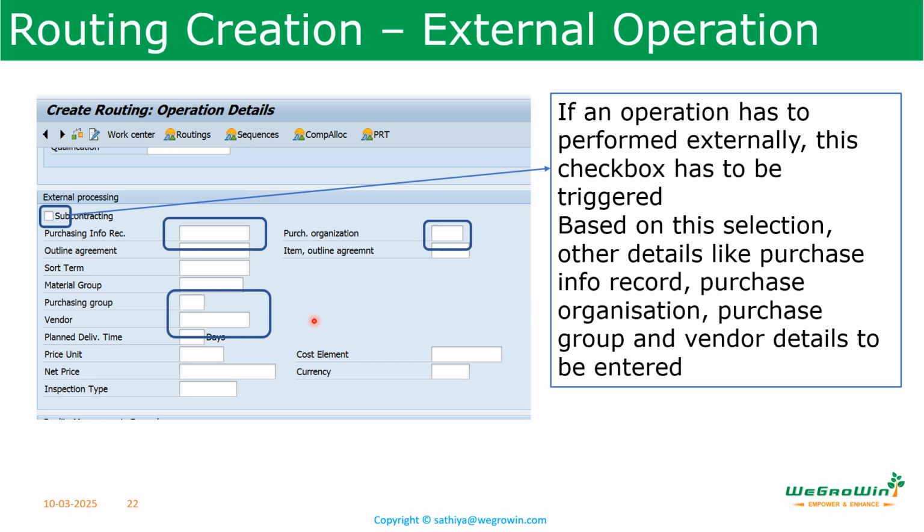This specific point I will discuss later, when there is a separate topic on how to handle external operation in production. That will be a later lesson, after MRP. But for now, please understand there is an option to enter the external operation details in the routing itself. After completing all these things, we have entered all the operation details. Now we have to go for component assignment.